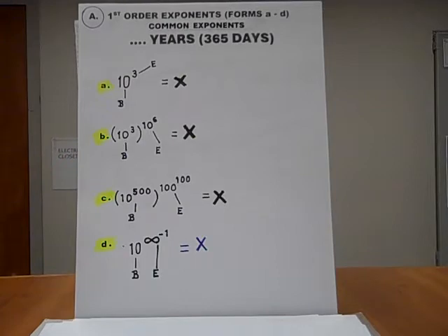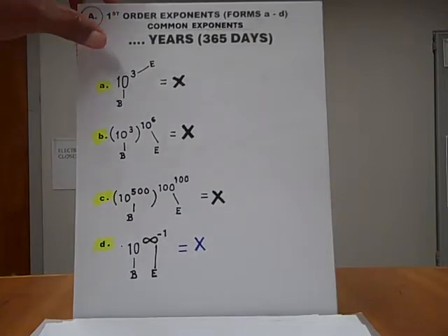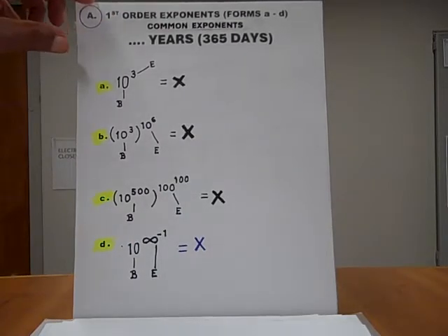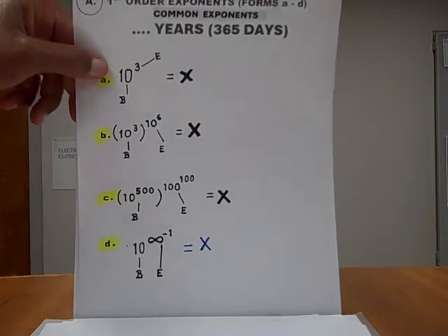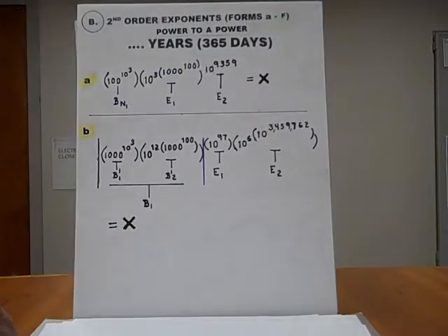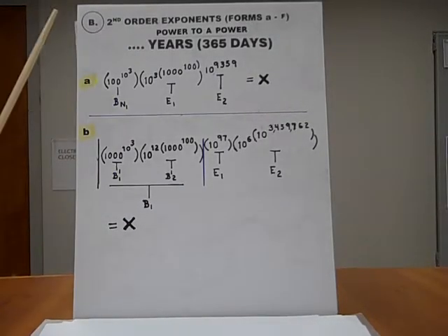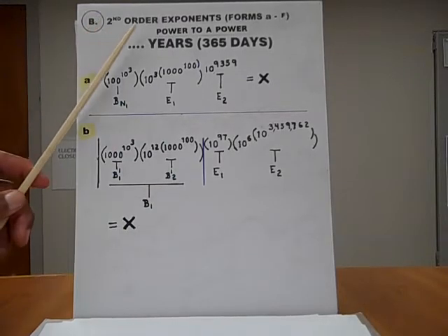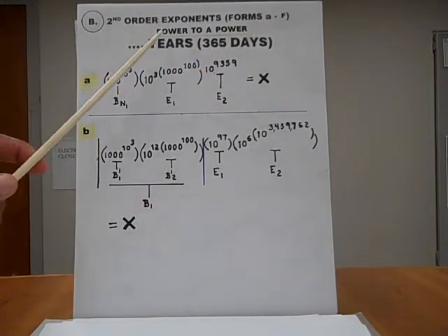Since energy is conserved, the universe never began, it shall never end, cannot be created nor destroyed. The universe is the totality of all outsides. Therefore, the universe itself has no outside, etc., etc. We'll go to B now. The second order exponents forms A through F.